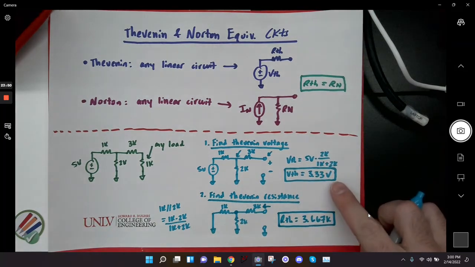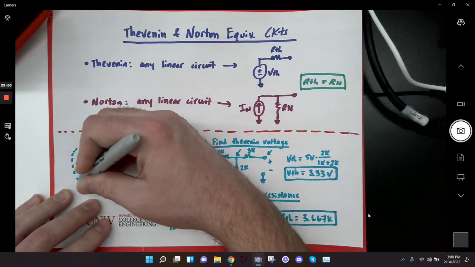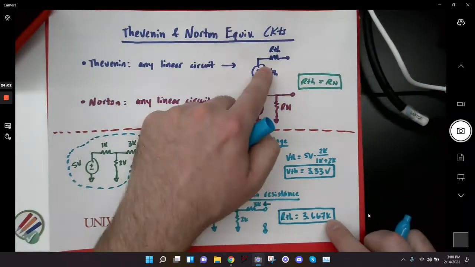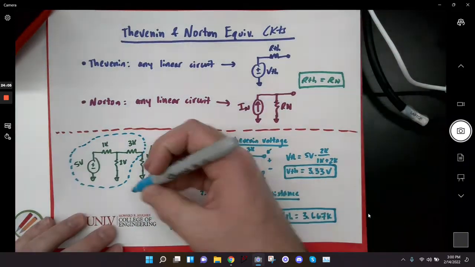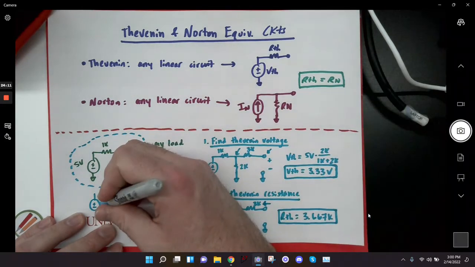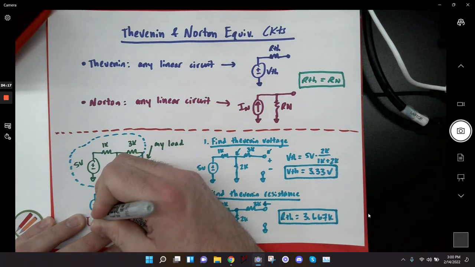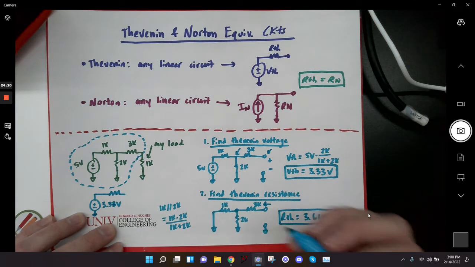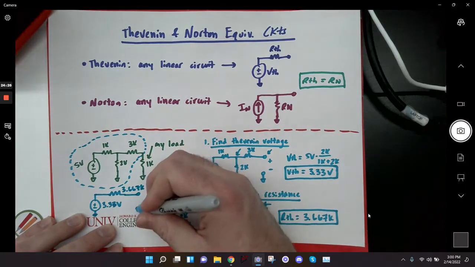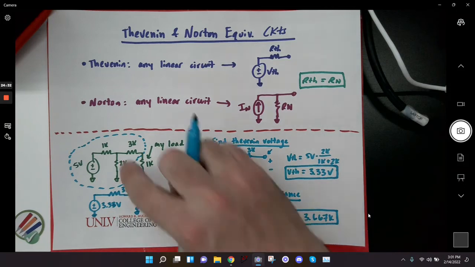Okay? So now I found my Thevenin voltage, I found my Thevenin resistance. That means that I could replace all this circuitry, except for the load, with this circuit right here. So my resulting circuit would be a 3.33 volt voltage source in series with a 3.667K resistor. And now I could plug my load back in and I would get the exact same calculations that I would have gotten with the original circuit.